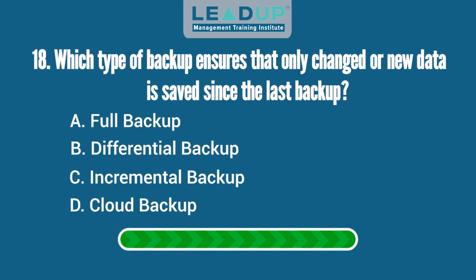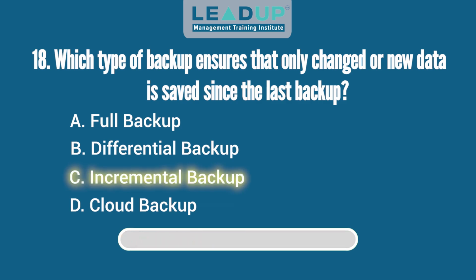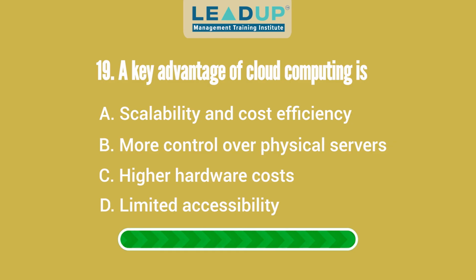Question 18. Which type of backup ensures that only changed or new data is saved since the last backup? A. Full backup, B. Differential backup, C. Incremental backup, and D. Cloud backup. Answer: Incremental backup.